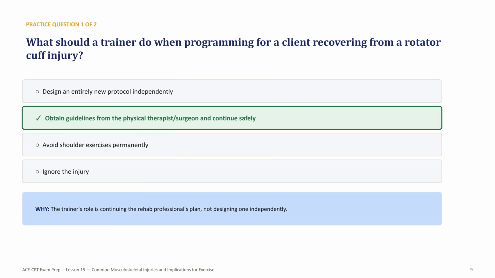Let's test this with a practice question. What should a trainer do when programming for a client recovering from a rotator cuff injury? Here are your options. Design an entirely new protocol independently. Obtain guidelines from the physical therapist or surgeon and continue safely. Avoid shoulder exercises permanently. Or ignore the injury. Take a moment to think it through.